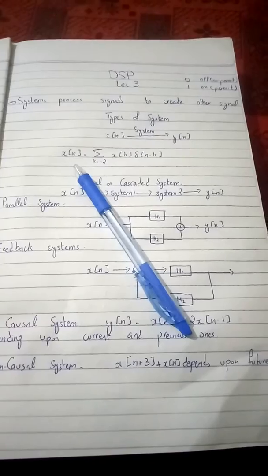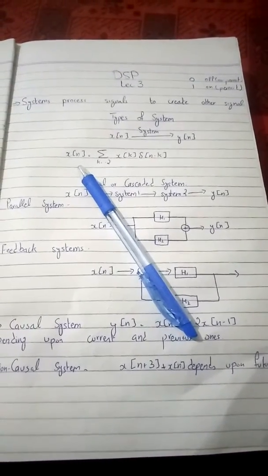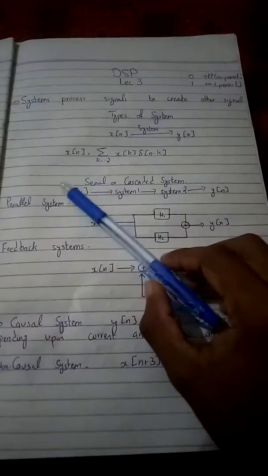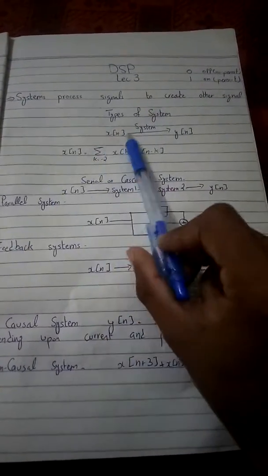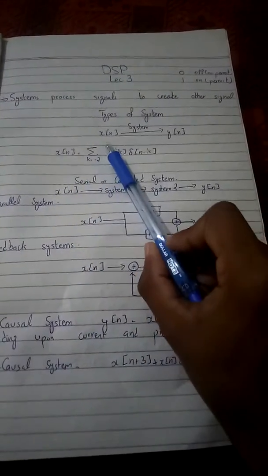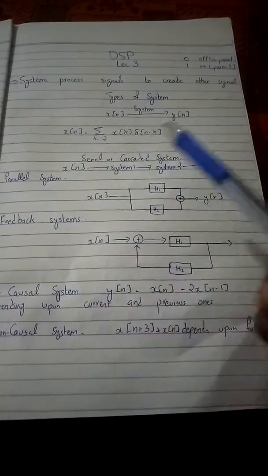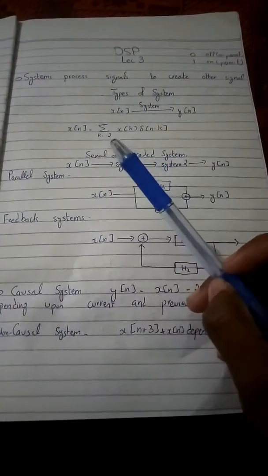In this lecture, we will cover some types of systems, properties of systems, convolution, and its application. Now let's start. What does a system do? A system processes a signal to create other signals. Consider this: an input is applied to a system to get an output. Now here are some types of systems discussed.